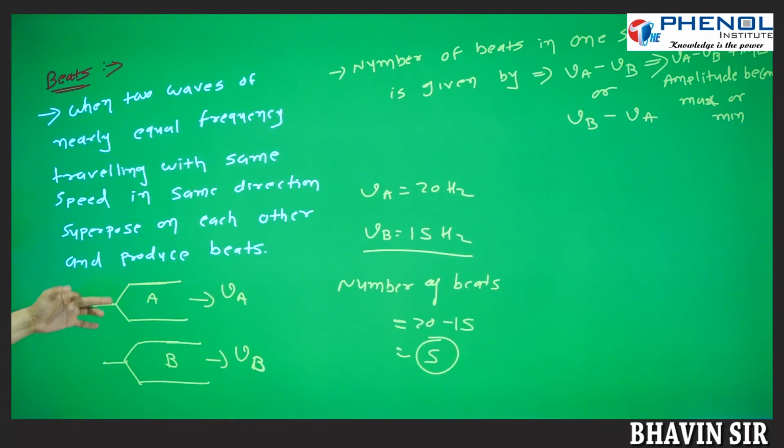So see, there are the two tuning forks. What is the frequency of the first? nu A. What is the frequency of the second? nu B. So what is the number of beats in 1 second? nu A minus nu B.